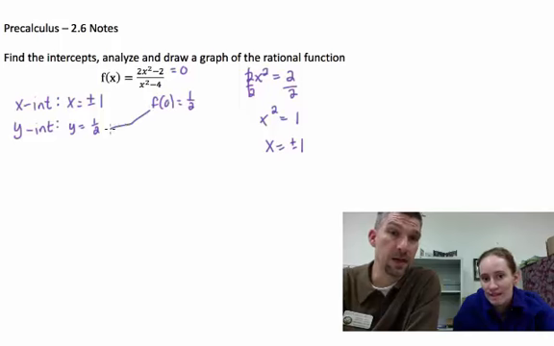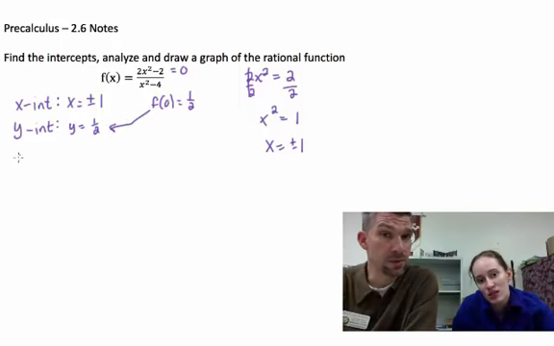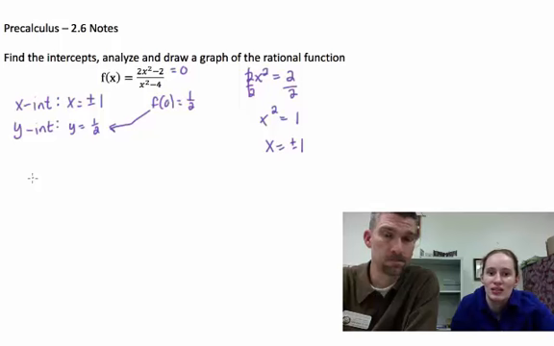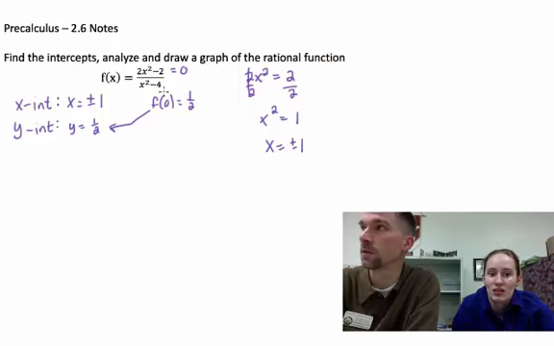And f of 0 means everywhere you see an x, a 0 takes its place. Analyze. We didn't analyze and draw. We may need to draw first. Well, let's go ahead and find the vertical and horizontal asymptotes.